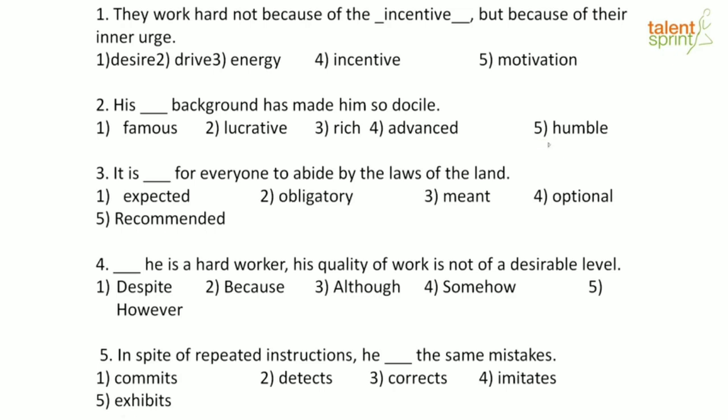Somebody who's meek, somebody who is teachable, right? Somebody who understands what it takes to do something. So famous, lucrative, rich, advanced in this context does not fit the bill. So we've identified the answer option as 5 for the second sentence. Let's go ahead and put that down.